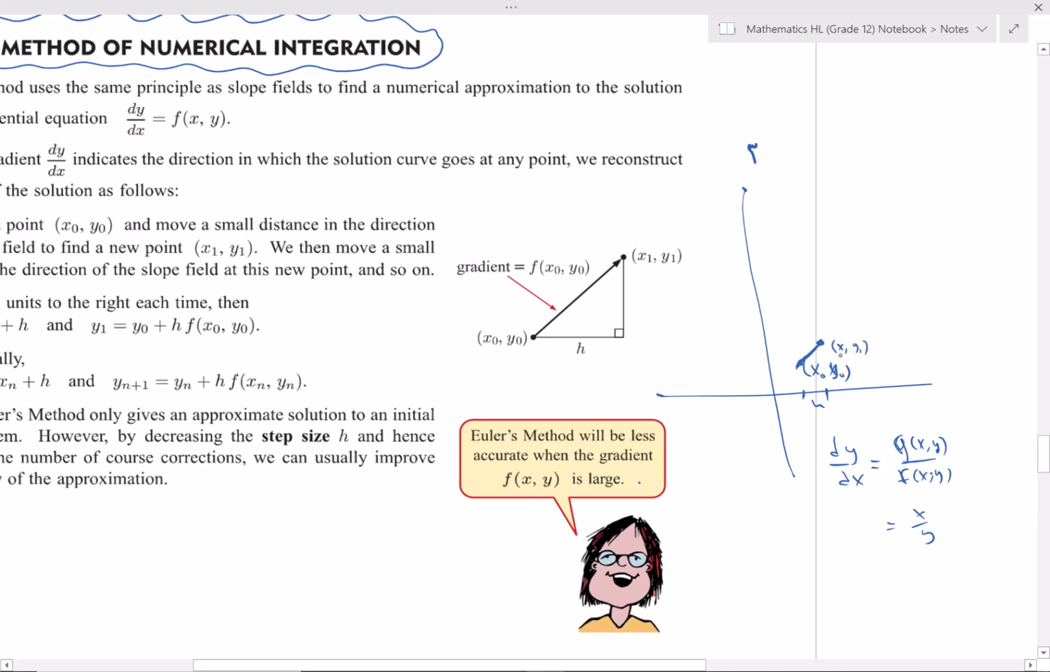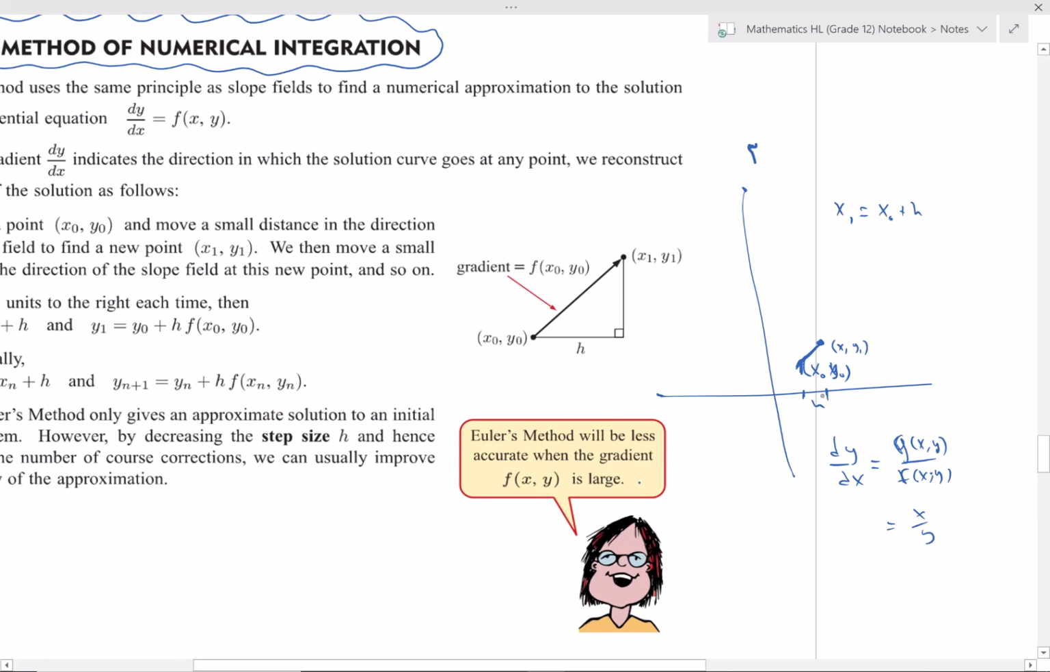How do I get this x1? Well, I just started at x naught and I added h. So in other words, x1 is just x naught plus h. How far did I choose to go? How big you choose this determines how accurate it is. It also determines how many iterations you have to do.